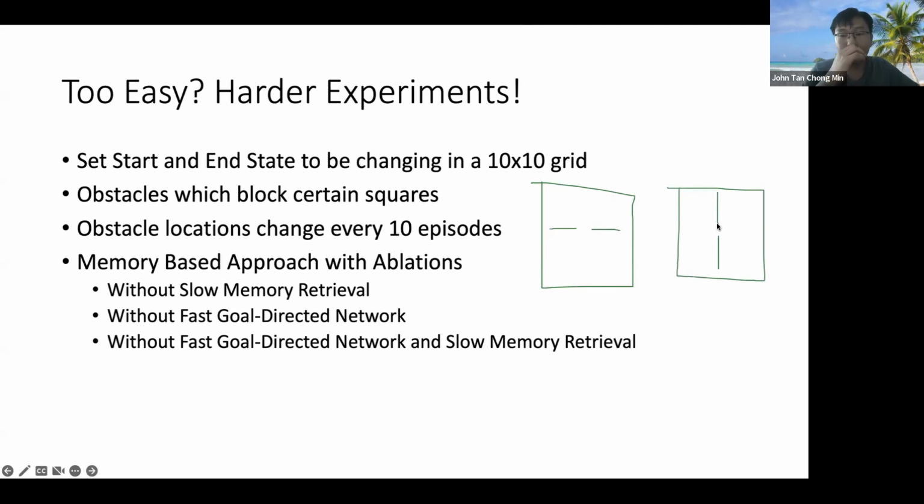So it's like blocking the middle. Yeah, there's a gap here also. Yeah, so this actually forces the agent to learn new strategies to solve it.